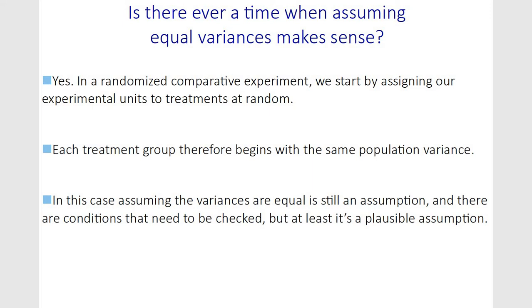All right, is there ever a time when assuming it makes sense? Well, yes. In a randomized comparative experiment, we start by assigning our experimental units to treatments at random. Each treatment group therefore begins with the same population variance. They should be the same, and then we're testing the difference. Okay, in this case, assuming the variances are equal is still an assumption, and there are conditions that need to be checked, but at least it's a plausible assumption. So that's when it would make sense to assume that the variances are the same.